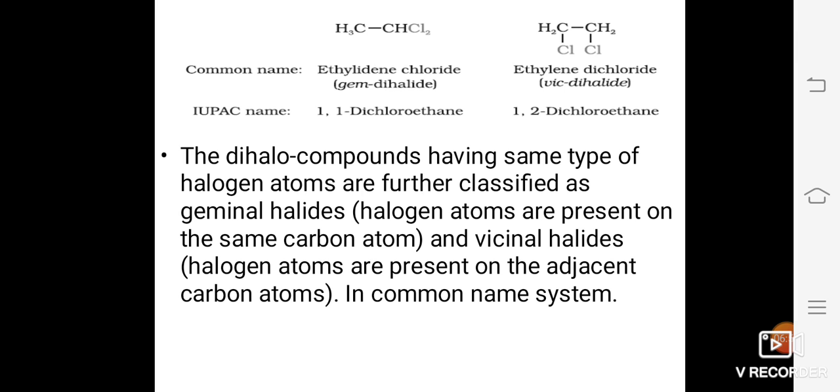In the other example we have, it is ethylene dichloride. It is ethylene dichloride, commonly called vicinal halides.